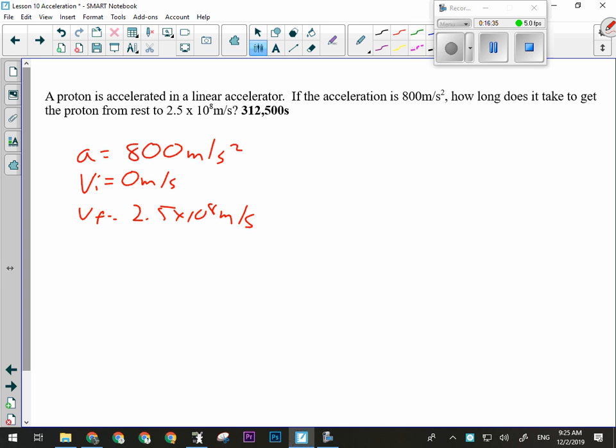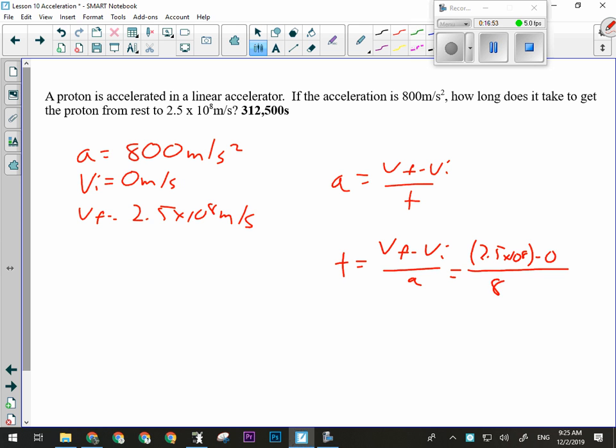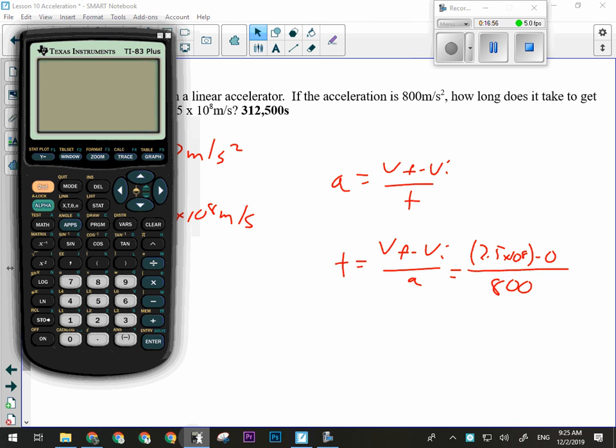2. All right. So A equals VF minus VI over T, and we're looking for T, so that'll be VF minus VI over A. So we'll have 2.5 times 10 to the 8 minus 0, divided by 800. All right, so when we do that in our calculator, it's going to look like this. So we're going to bracket 2.5 E8. And since we don't have a VI, it's 0. We don't have to do anything else for that. Just divide that by 800.